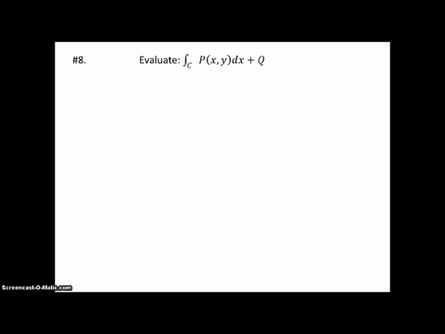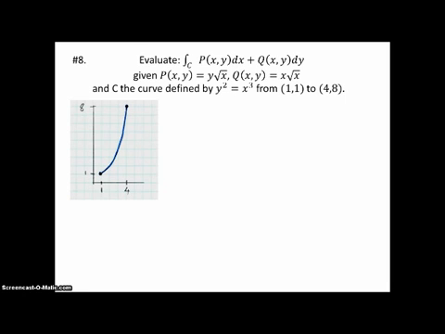Number 8, evaluate this line integral given p equals y root x and q equals x root x, and C is the curve defined by y squared equals x cubed from (1, 1) to (4, 8). So here's the curve they're talking about. If you solve for y, you get y equals plus or minus the square root of x cubed, but we're in the first quadrant, so it's just the positive. And this time they did not give you the parameterization. You have to figure that out.